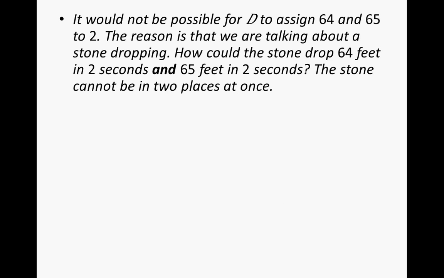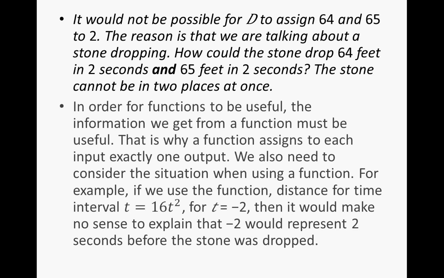Well, it would not be possible for d to assign 64 and 65 to 2 seconds. The reason is that we are talking about a stone dropping. How could the stone drop 64 feet in 2 seconds and 65 feet in 2 seconds? The stone cannot be in two places at once. In order for functions to be useful, the information we get from a function must be useful. That is why a function assigns to each input exactly one output.